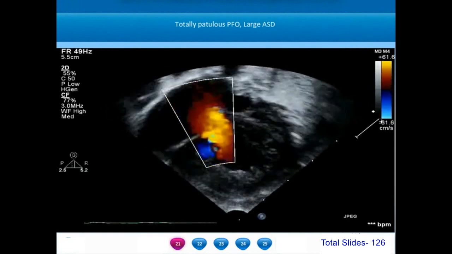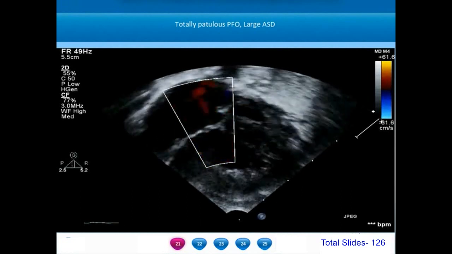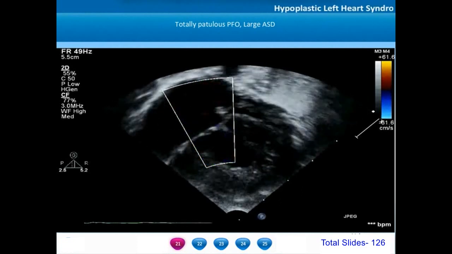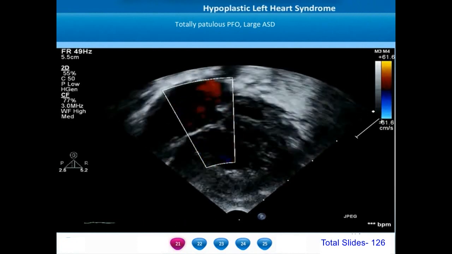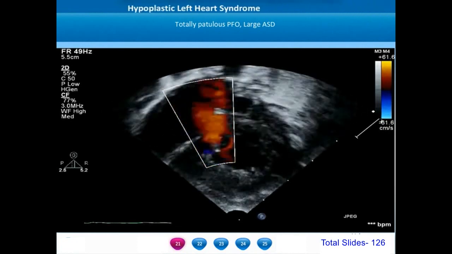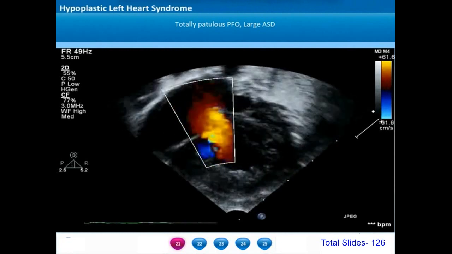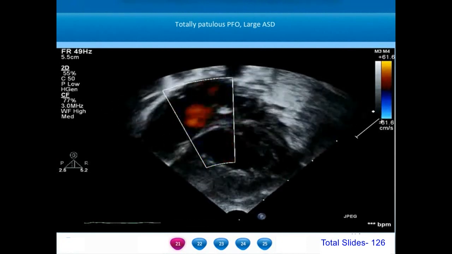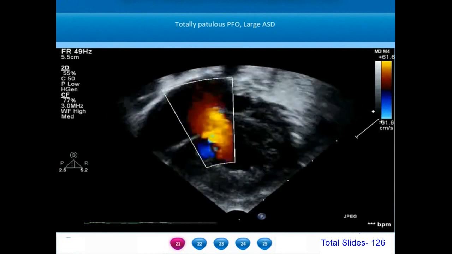In the second scenario, the foramen ovale is totally patulous. In other words, there is a large atrial septal defect. And when there is a large atrial septal defect, there is no left atrial hypertension at all. There is no pulmonary venous hypertension. The pulmonary venous pressure becomes equal to the right atrial pressure.